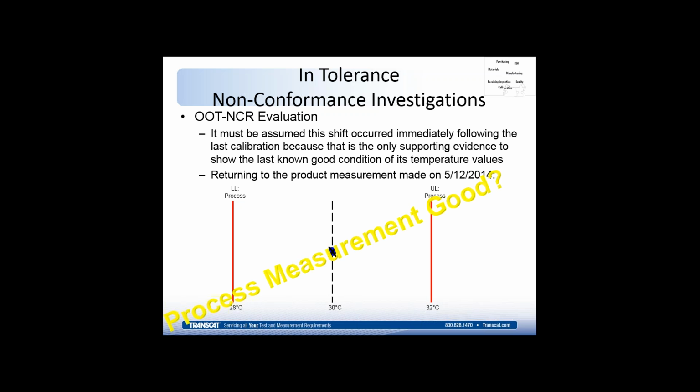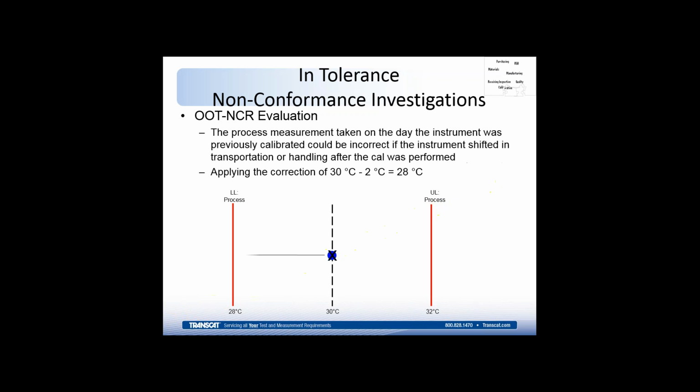So now, is the process measurement good? We thought it was at 30. We do the -2 degrees C correction. We would have been at 28 degrees C on that measurement, on that product. So the process measurement is still good according to the tolerance limits we have on the product, but it's right at its limit. And again, probably not a good way to turn out product.